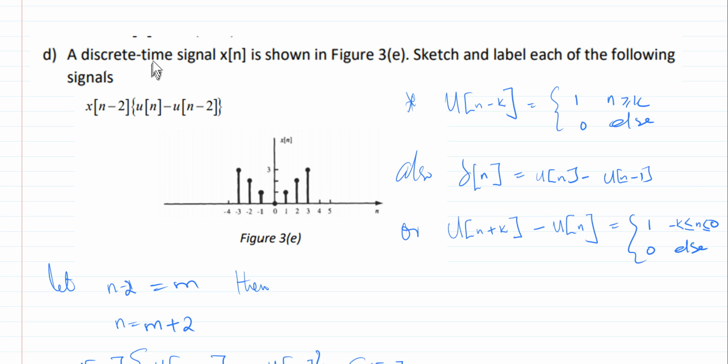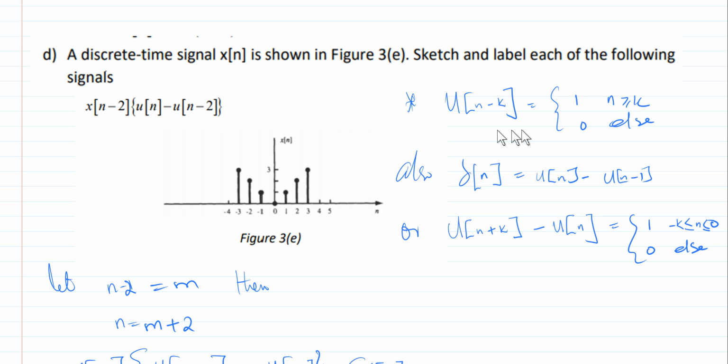This question reads: a discrete time signal x of n, shown here. Sketch and label the following signal, this one. So that is our question. It involves the unit step function and a sequence of n that is delayed or advanced by 2 units.